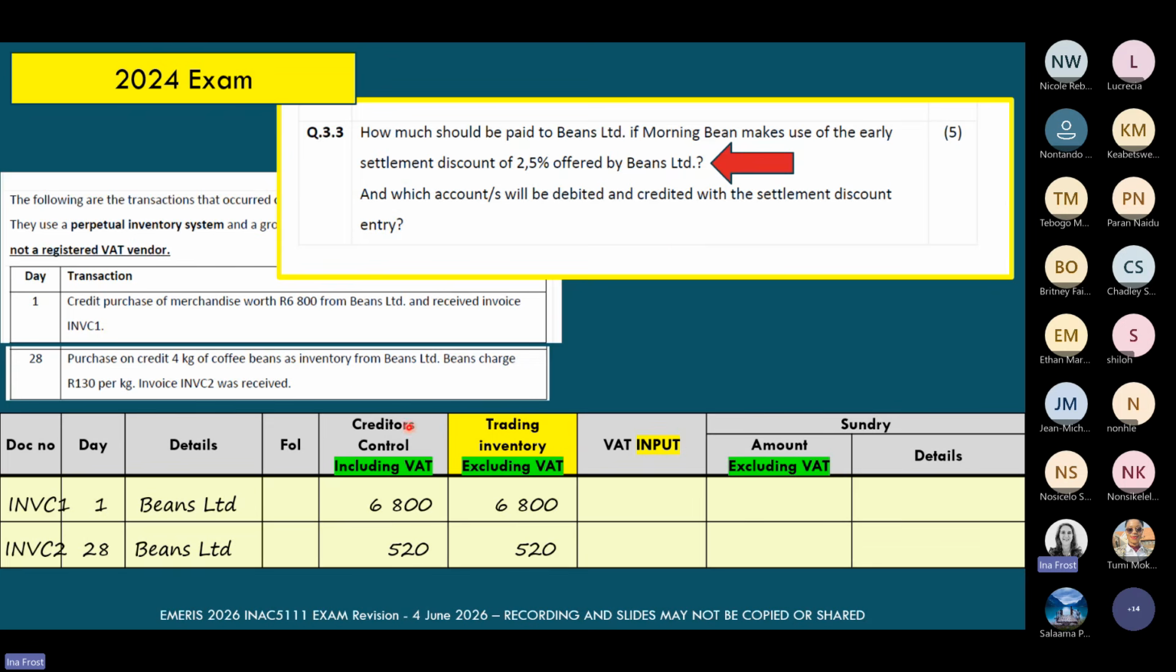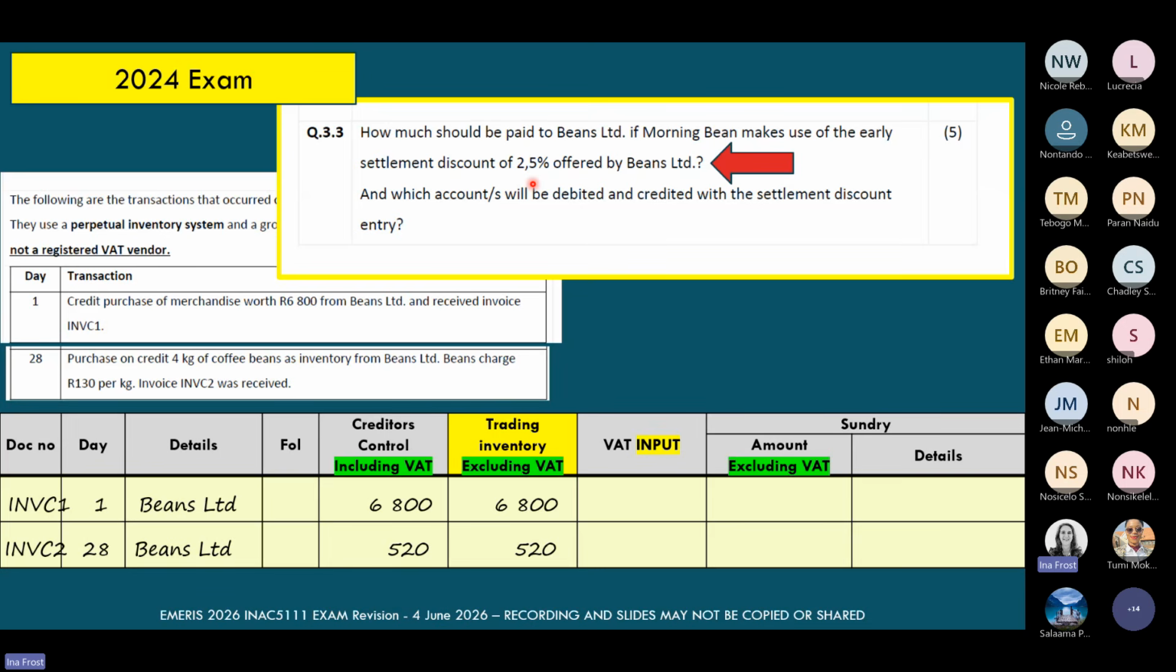So how much do we owe Beans Limited? So we owe them these two amounts here added together. That's what we owe them. And they said they're going to give this 2.5% settlement discount.